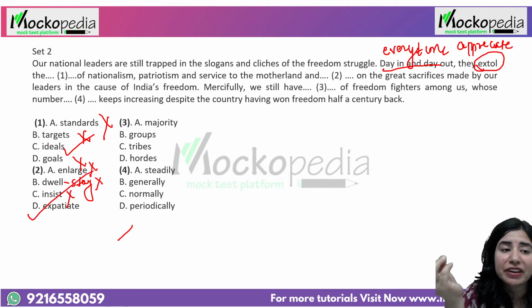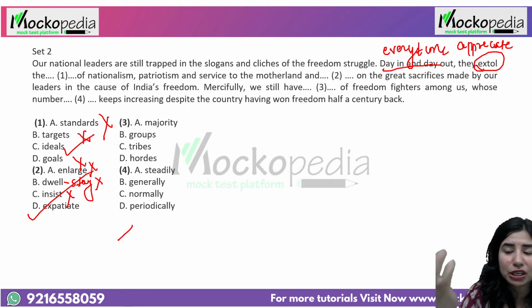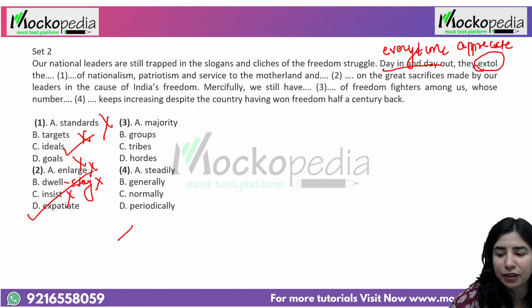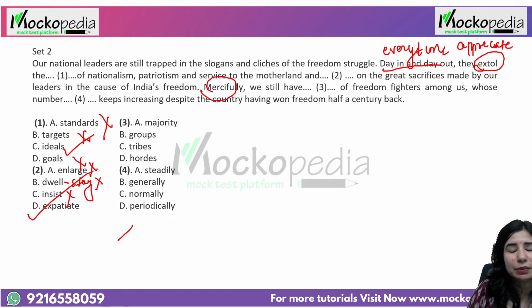So the process of elimination really helps. If you keep on eliminating the incorrect answer choices, whatever remains shall serve as the right answer. Now, mercifully. So mercifully is taking the idea forward. I mean, thank God that, despite this being a cliche itself, but still, pay attention to still also. We have still dash of freedom fighters among us whose numbers keep increasing despite the country having won freedom half a century back. So we still have freedom fighters among us, right? How many, we need to explore.